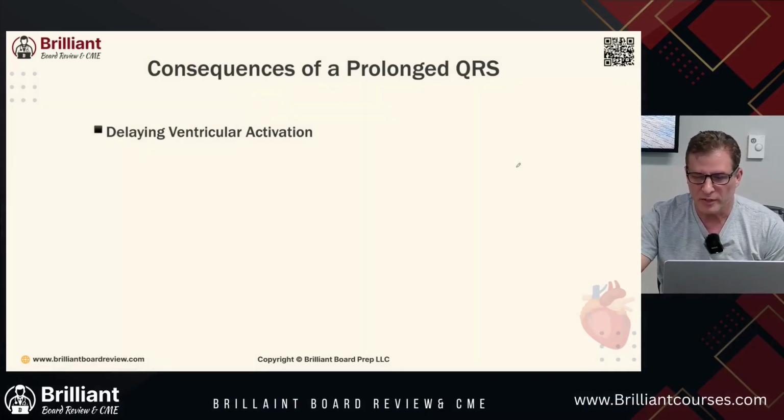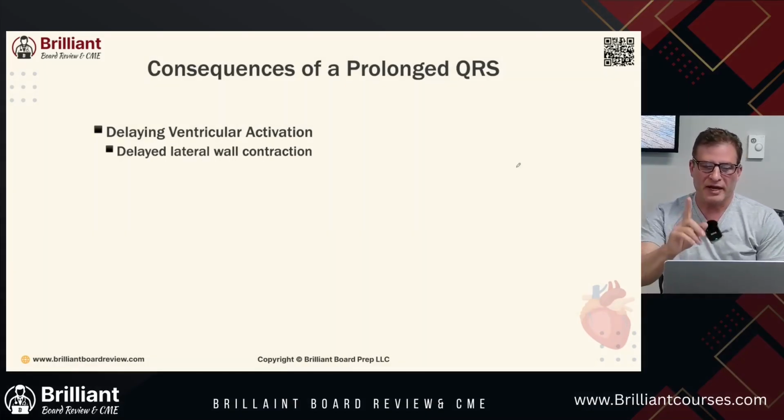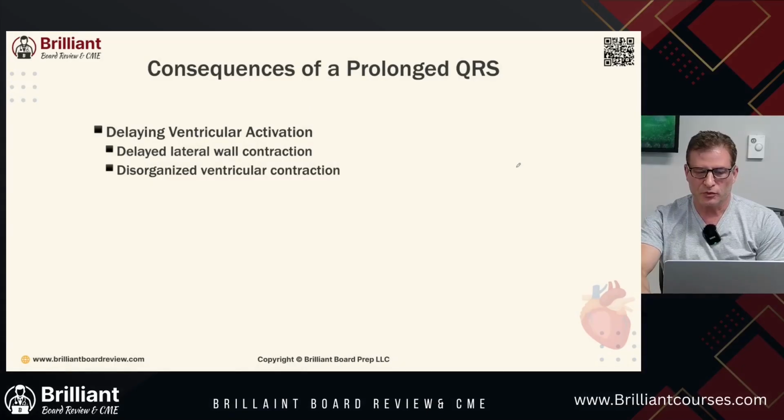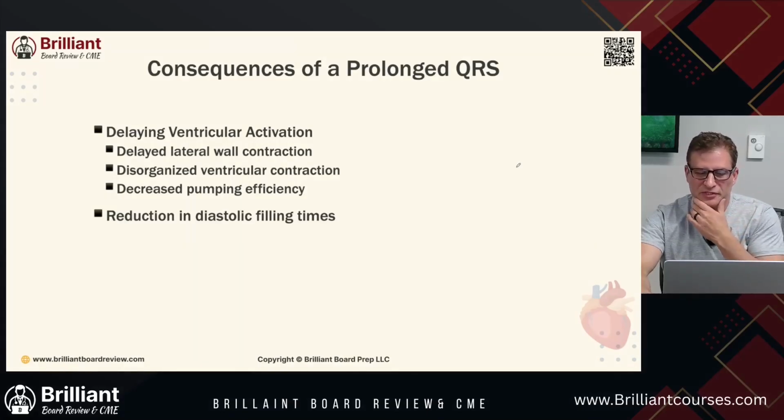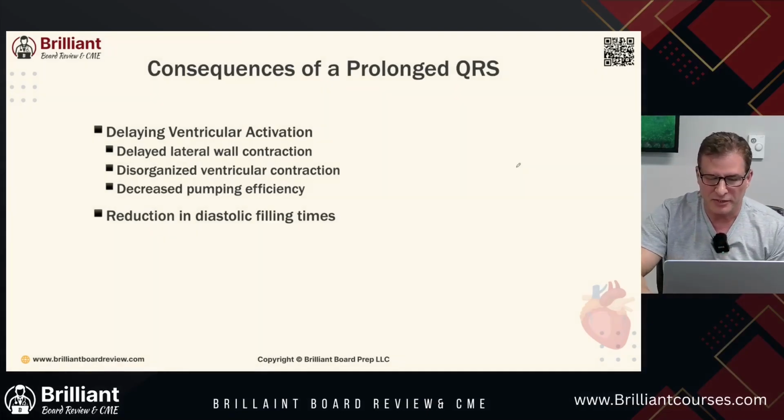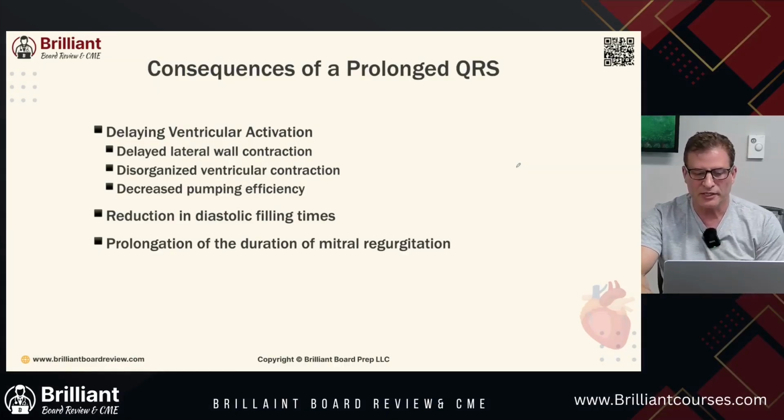Consequences of prolonged QRS: delayed ventricle activation, delayed lateral wall contraction, disorganized ventricle contraction, decreased pumping efficiency. So if we're not contracting on time when we need to, we're going to have decreased pumping efficiency. Reduction in diastolic filling times, because everything's in disarray, and so you're not going to get the blood back in the heart to fill properly. You're not going to contract properly. Prolongation in duration of mitral regurgitation. So all these things can happen from prolonged QRS.